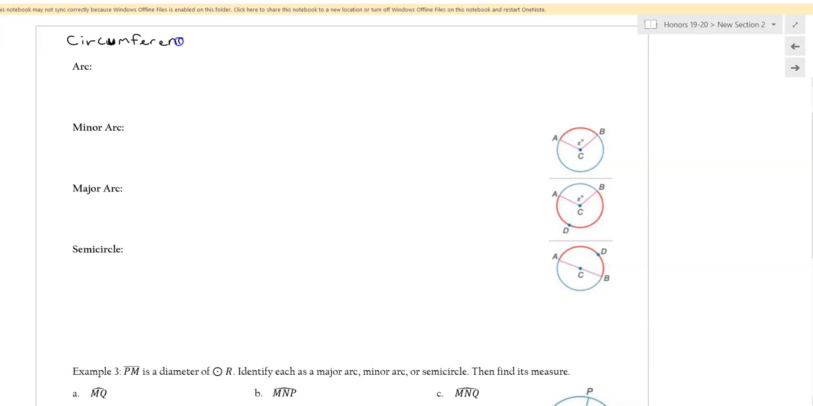Circumference. And circumference is the length around the outside of the circle. It's like perimeter, but for a circle. Probably heard of circumference before. The length around the outside.